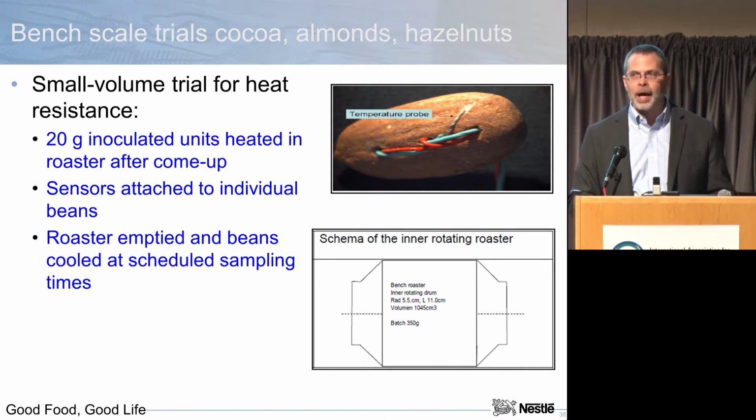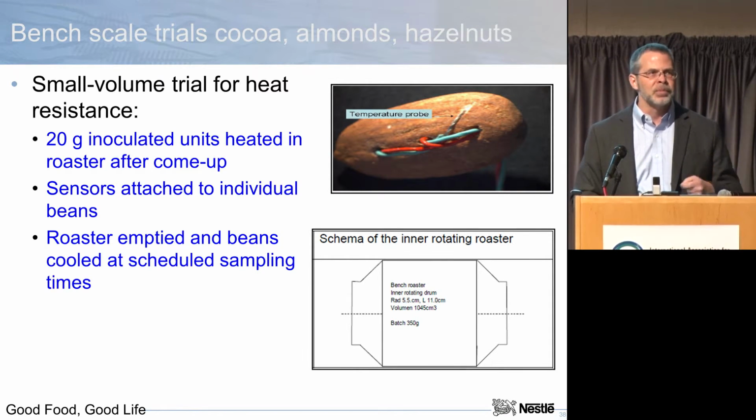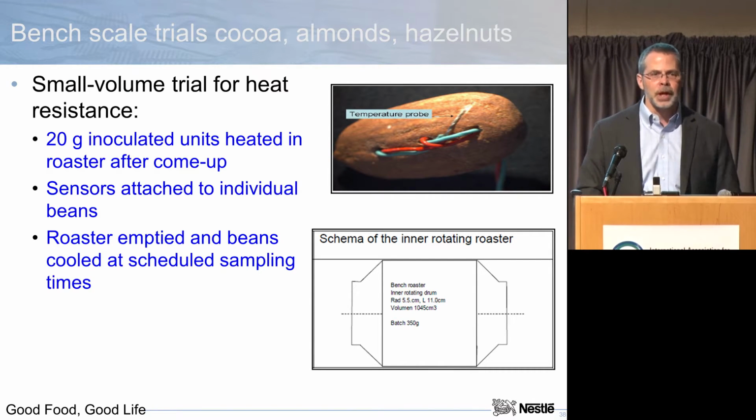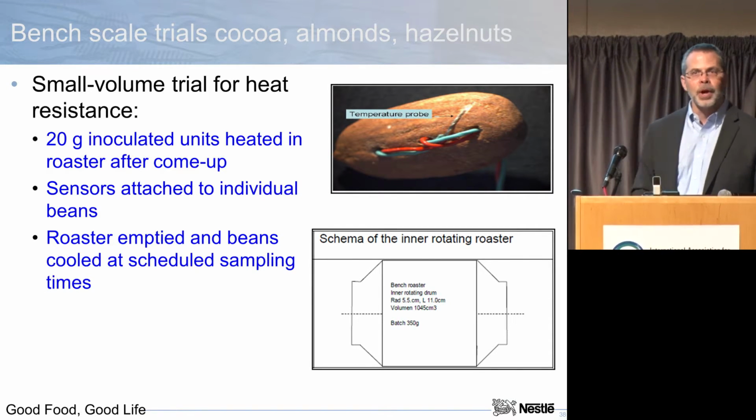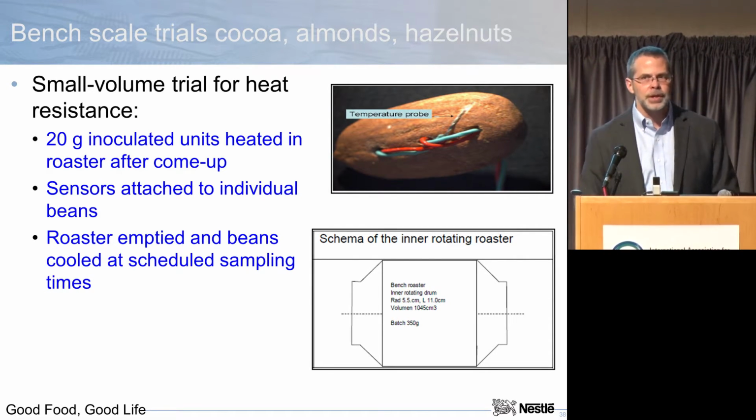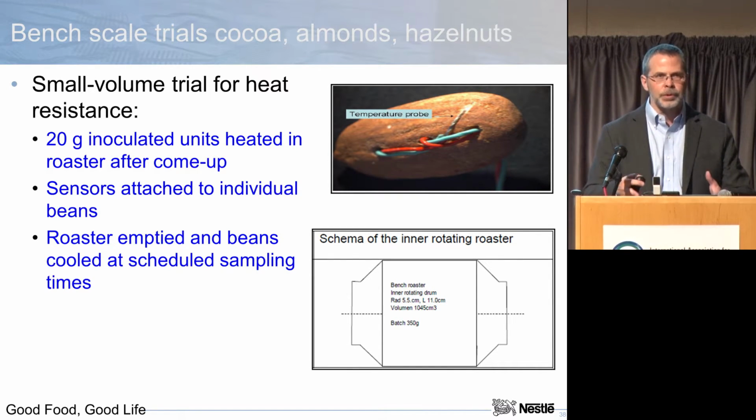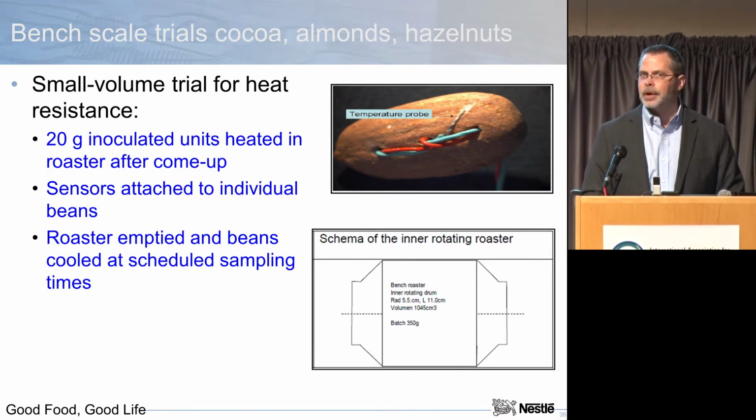So we did trials on these nuts to make sure that the come-up times and cool-down times were similar, and that we had the right density and were able to mimic the conditions of the roaster. And from that, we were able to successfully get some decimal reduction times by analyzing product in this tabletop roaster and pulling product at various times.